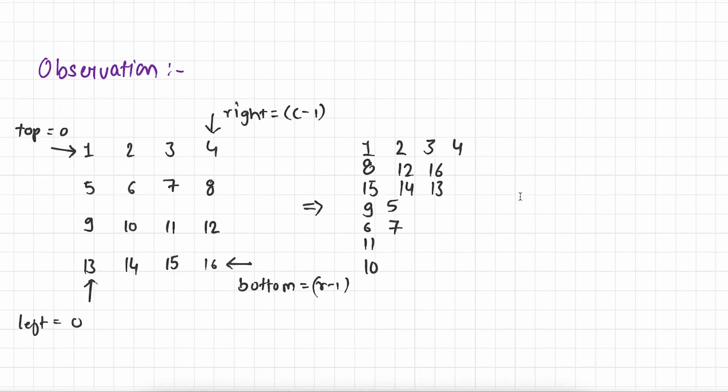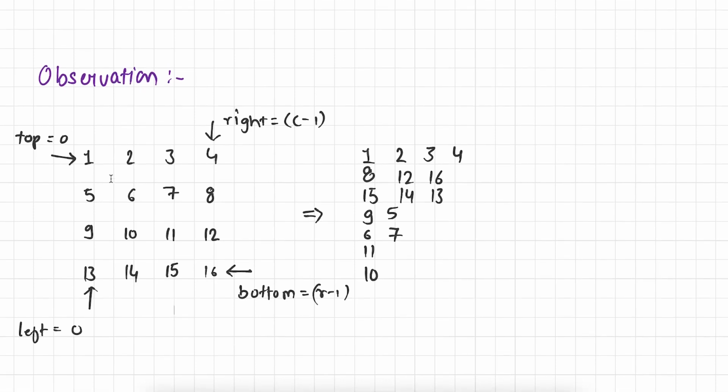Okay, let's begin. To print the outer layer of the matrix, what do we have to do? First we have to print the top row of this matrix. Then we have to print the right column of the matrix. Then we have to print the bottom row of the matrix, and then at last we have to print the left column of this matrix. So let's begin with the first step, that is printing the top row.